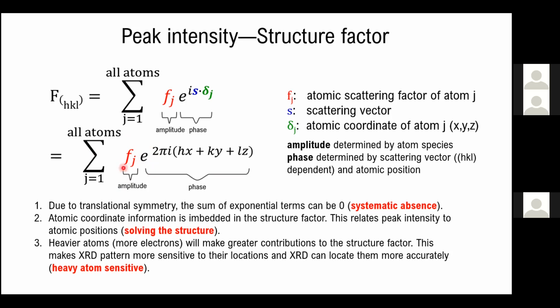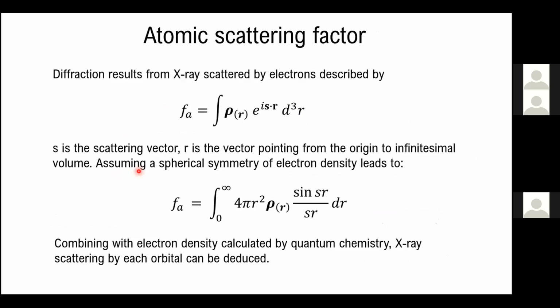So depending on what elements we work with, we have some chance of actually identifying them in the neutron, based on their aperiodicity of this FJ term. Okay, atomic scattering factor, and this is a little bit more in-depth physics, and I hope this will not turn you off.